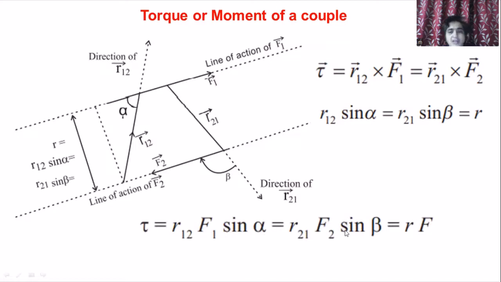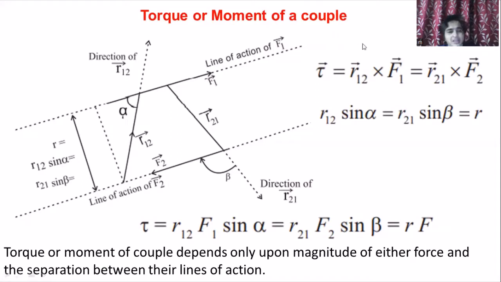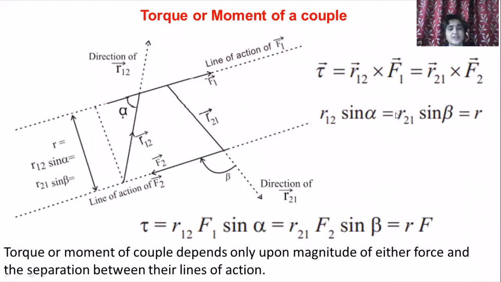So this will be R into F in both cases. It will be R into F. That means wherever the axis of rotation is taken, once here and once there, the torque or moment of a couple is independent of the position of the axis of rotation. This we are talking about when we are applying a couple. If a couple is applied, the moment of the given couple is constant and it is independent of the points of application of forces or the position of the axis of rotation. We are talking about a couple, not a single force.